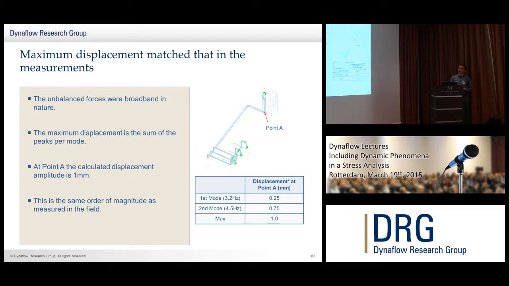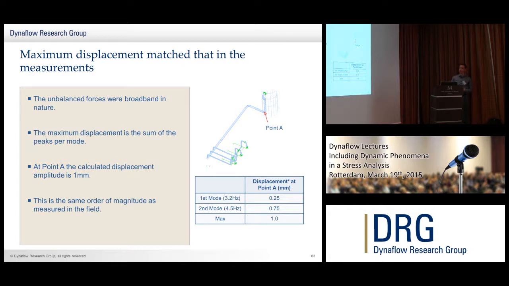So, what we then did is we said we've tailored our unbalanced force to give the same displacements as we'll see in the measurements. Okay? And as I said earlier, based on the flow conditions, we suspected it was a relatively broadband force that was varying between a number of different frequencies across the frequency range. Okay? And therefore we calculated the displacement to solve at the peak of a number of different resonance modes.